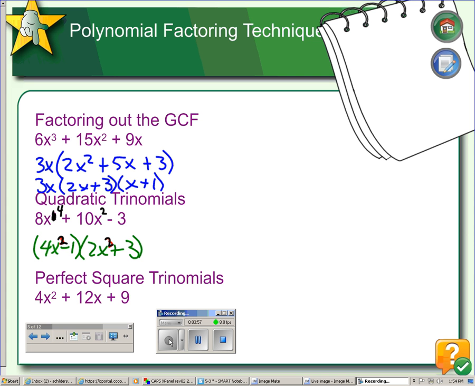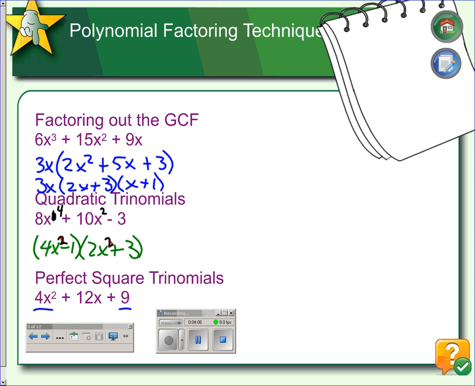Okay, our third example on this page is factoring a perfect square trinomial. You know that it's a perfect square trinomial when the first term is a perfect square, the last term is a perfect square, and then when you go to factor it, you will take the square roots. So we get square root of 4x squared is 2x, square root of 9 is 3, and we get identical factors here.